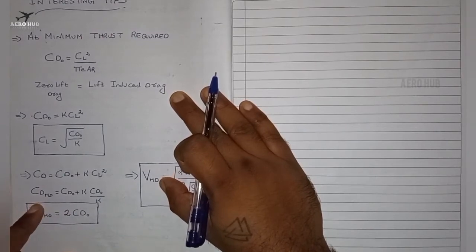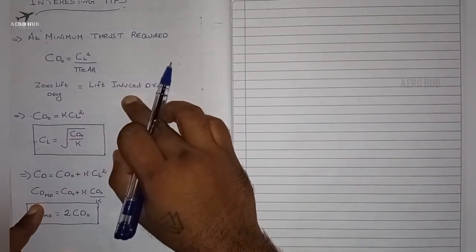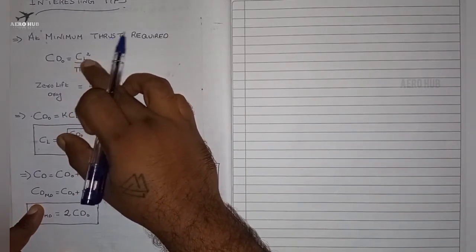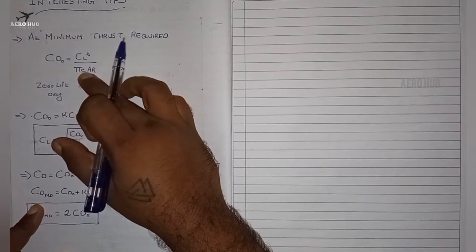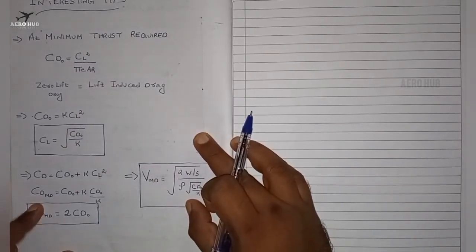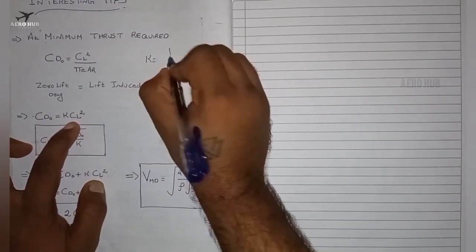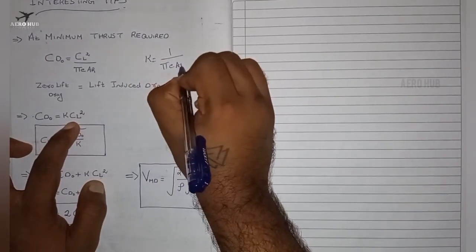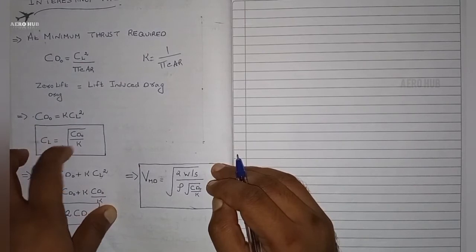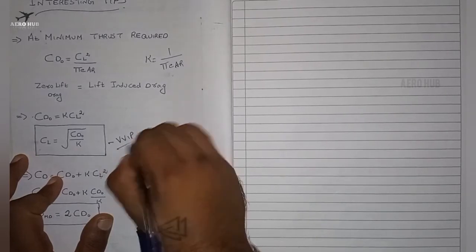Now we will see the important tips for GATE examination from the thrust required topic. And I have mentioned earlier, at minimum thrust required, the value of zero lift drag will be equal to the lift induced drag, that is CD naught is equal to CDI, and CDI is nothing but CL square by pi into E into AR, where E is the efficiency factor and AR is the aspect ratio. And I can write CD naught is equal to K CL square, where K is equal to 1 by pi E into AR. From this equation I can write CL is equal to root of CD naught by K. This equation is very important.